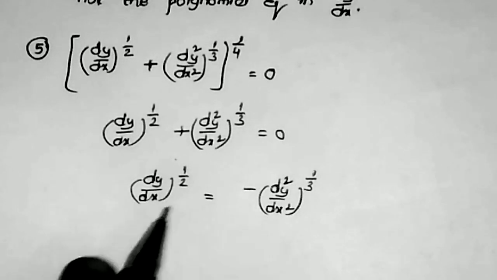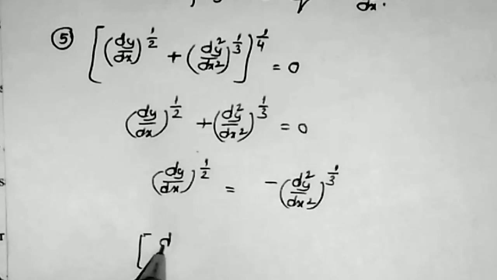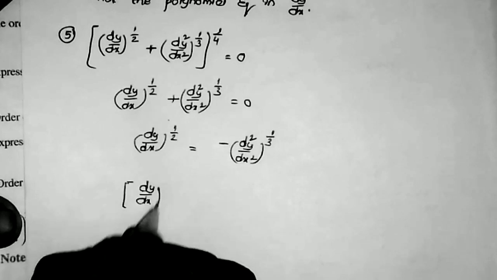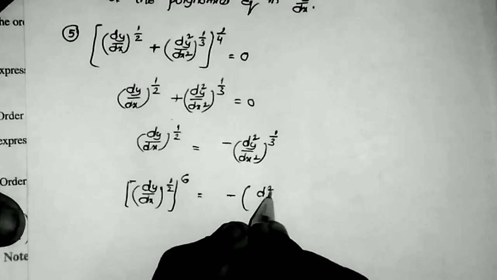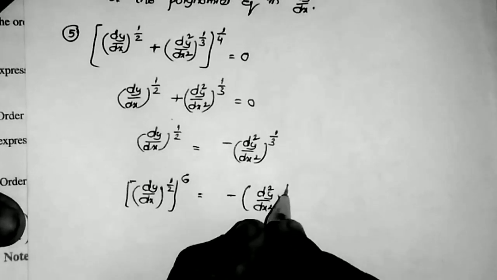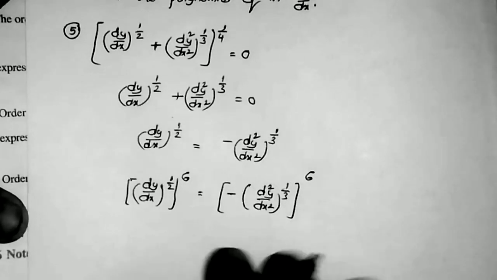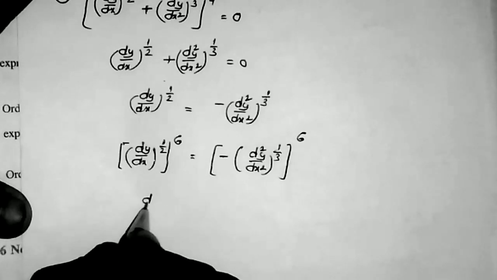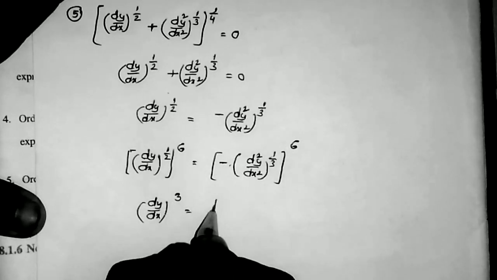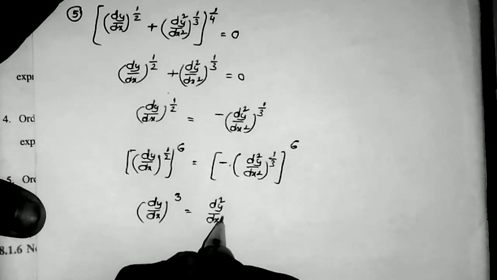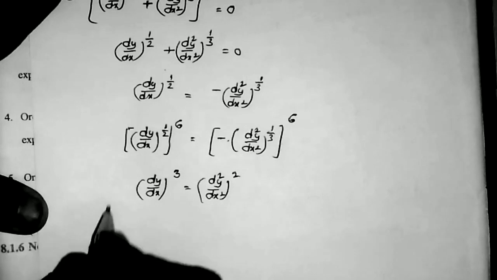Now to remove the radical powers on both sides of this equation we have to apply the power 6 to this equation, that is, ((dy/dx)^(1/2))^6 is equal to (minus (d²y/dx²)^(1/3))^6. To remove the radical powers on both sides of this equation we have to apply the power 6. Then what we get is (dy/dx)³, minus to the power 6 becomes plus, and this becomes (d²y/dx²)², 1/3 into 6 is power 2. Therefore it becomes a polynomial equation.